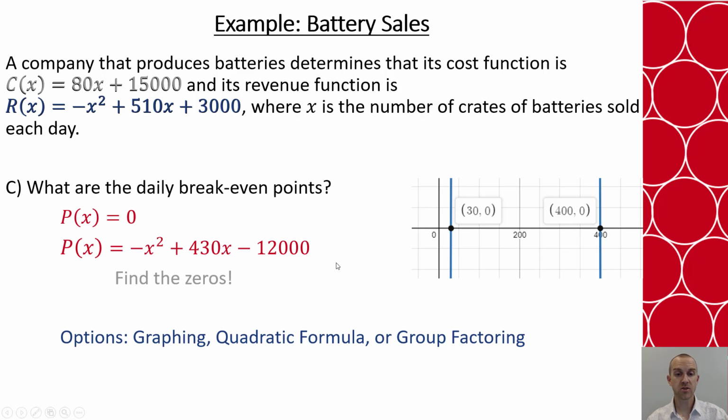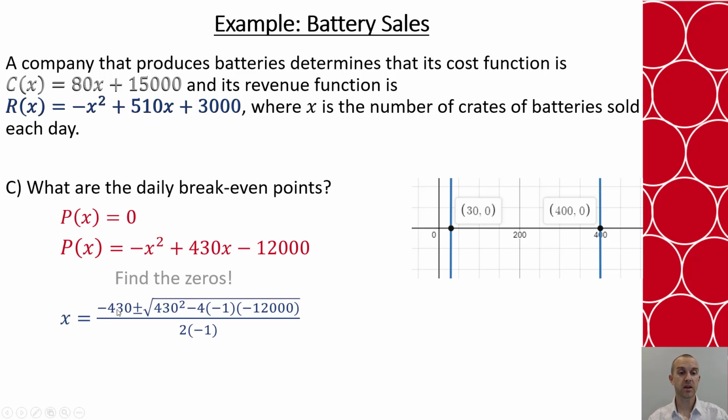Now we can also do this using the quadratic formula. And again, it's got to be in general form because we say that 0 equals negative x squared plus 430x minus 12,000. So I substitute in negative b plus or minus the square root of b squared minus 4 times a times c, all over 2 times a. I'm going to simplify inside my radical first, and this will give me 184,900 minus 48,000, and my denominator is negative 2.